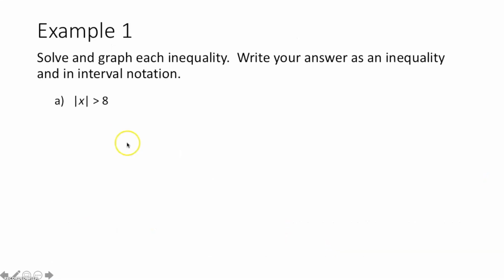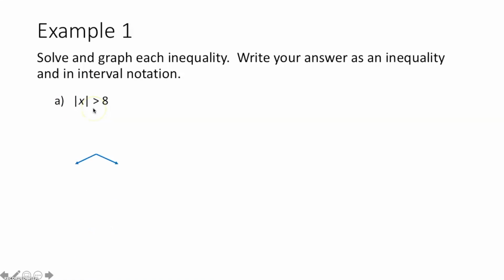Example time. Example 1 says solve and graph each inequality. Write your answer as an inequality and in interval notation. So here we have the absolute value of x is greater than 8. So what do we do? Simplify, move, break, solve. Can we simplify? No. Next, we move our absolute value to the left. Done. Next, everything else needs to go to the right. There is nothing else. Sweet.